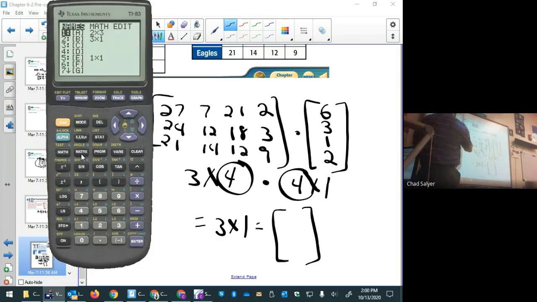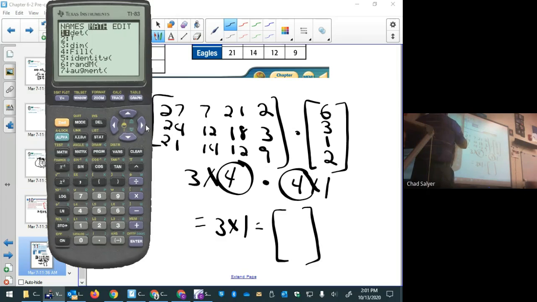Let's use the calculator for this again, just to save ourselves some time. So we want this one to be a 3 by 4, and we want it to be 27, 7, 21, 2. And this one's 24, 12, 18, 3, stop me if I make a boo-boo, 21, 14, 12, and 9. Double checking myself here. Looks good. All right, and then we want to define B as a 4 by 1, and it's going to be 6, 3, 1, 2.